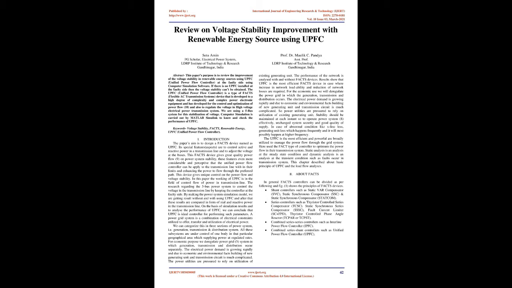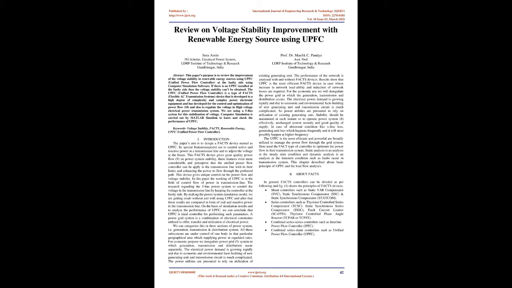A power grid system is a combination of electrical constraints utilized to offer, transfer, and utilize electrical power. We can categorize the power system into 3 sections: generation, transmission, and distribution system. All these subsystems are under the control of one body in that particular geographical area, which supplies power at regulated rates. For economic purposes we deregulate the power grid, a system in which generation, transmission, and distribution occur separately.